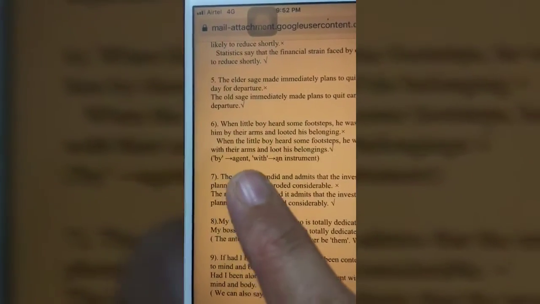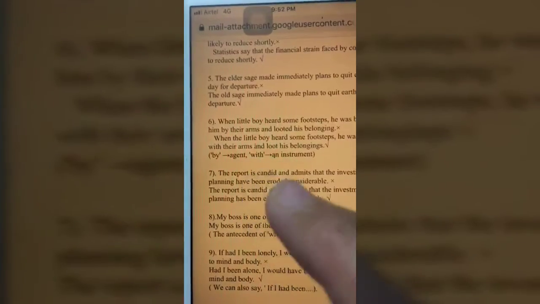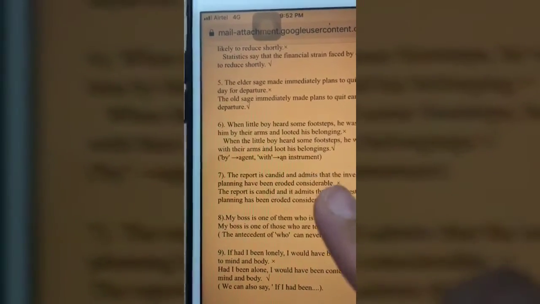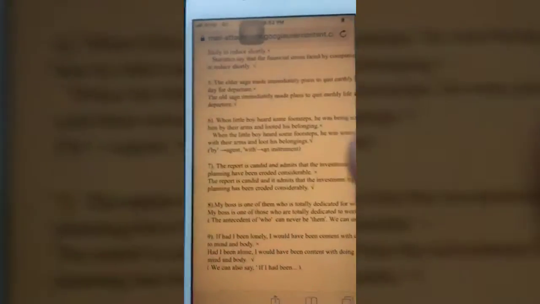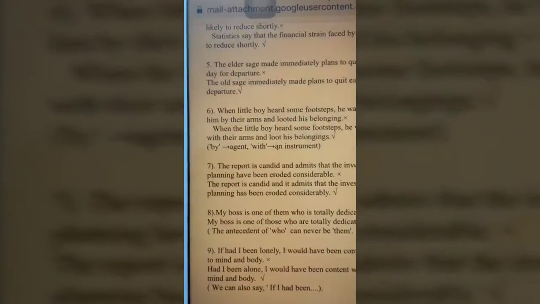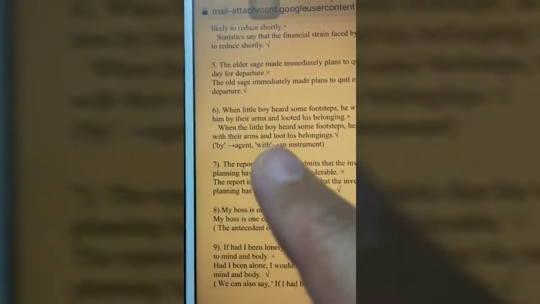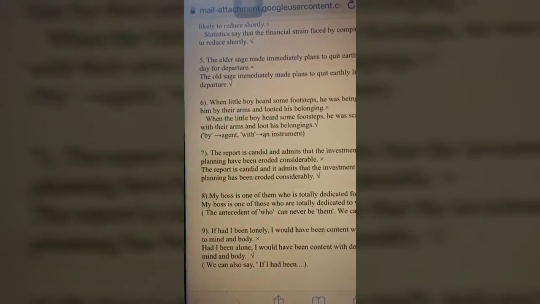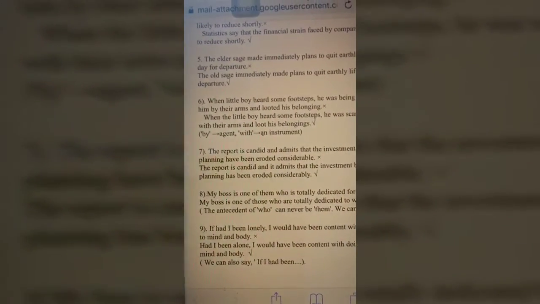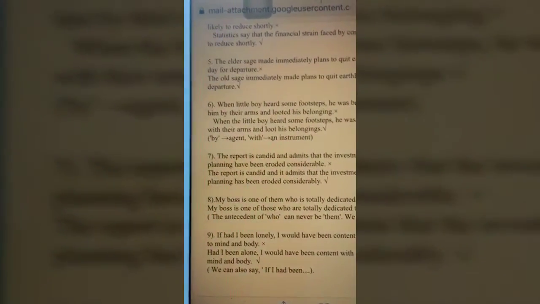Now, the preposition "by" is always used with an agent. "With" is used for an instrument. So here it should be "attack with their arms and loot his belongings." There is no word such as "belonging." It is "belongings." Remember, it is a collective noun. It is like furniture. It refers to many things. Similarly, belongings refer to many things. It could be your bag, it could be your credit card, it could be your mattress, etc.